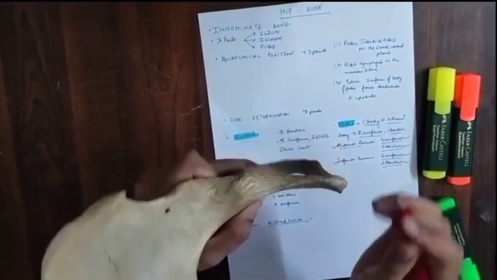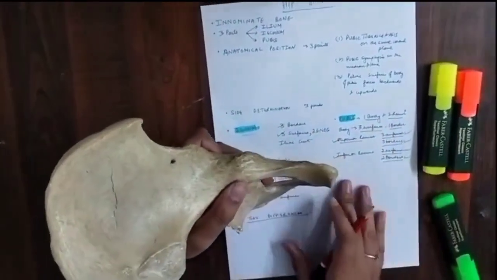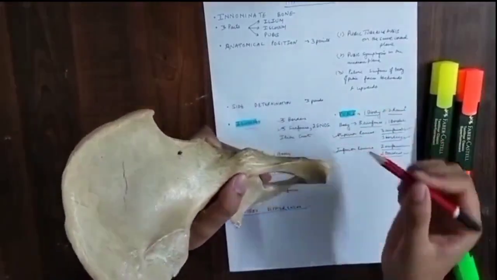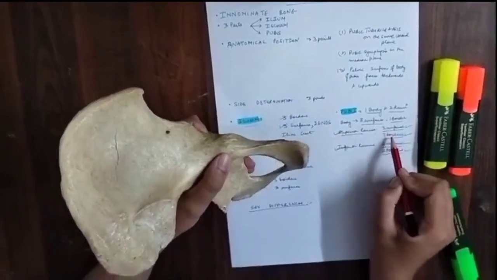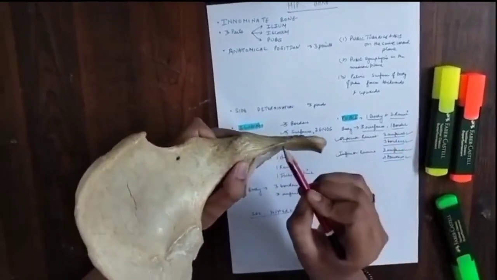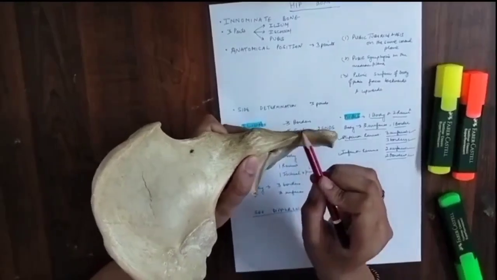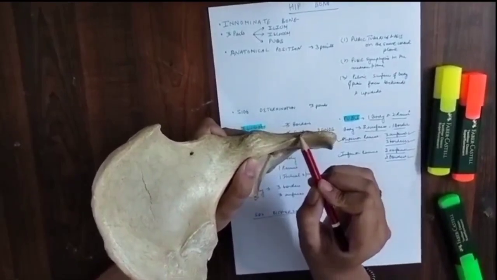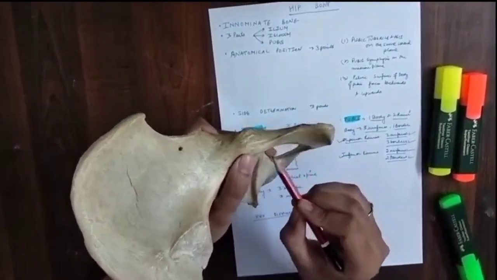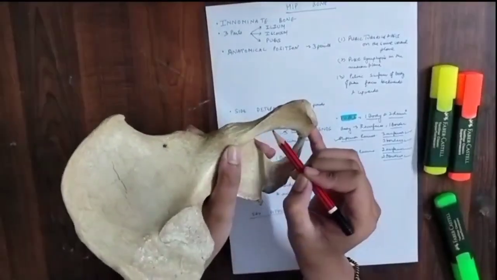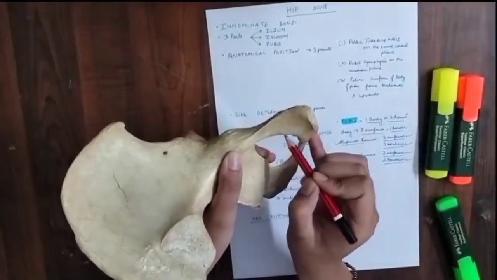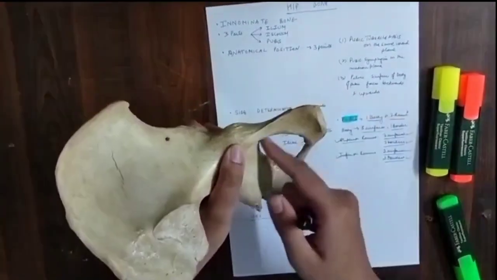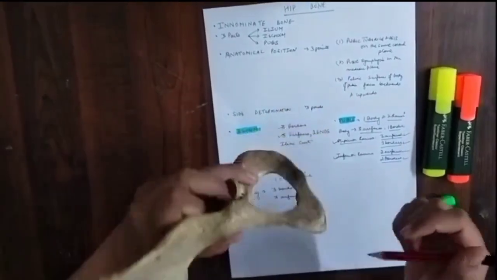This one. Talking about the ramus of the pubis, this one is the superior ramus. It has 3 surfaces and 3 borders. Talking about the borders, this sharp border here is known as superior border, or it is also known as pectinate line. Below it is again a border, that is the inferior border. This inferior border is forming the anterior margin of the obturator foramen.